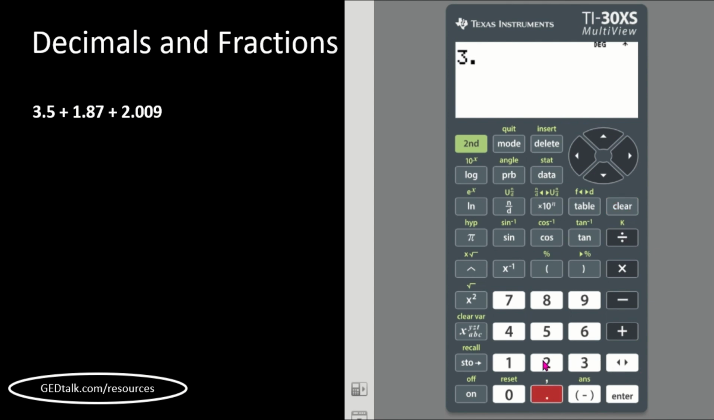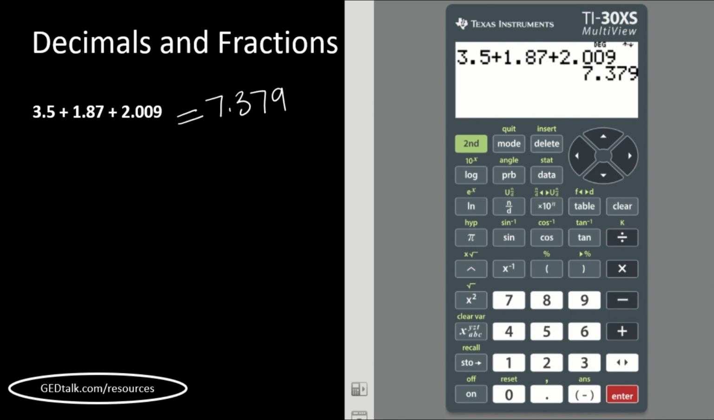So I have 3.5 plus 1.87 plus 2.009. I'm going to double check to make sure I inputted those numbers correctly, and it looks like everything looks great. So I'm going to hit enter, and we get 7.379. Let's move on to the next problem.